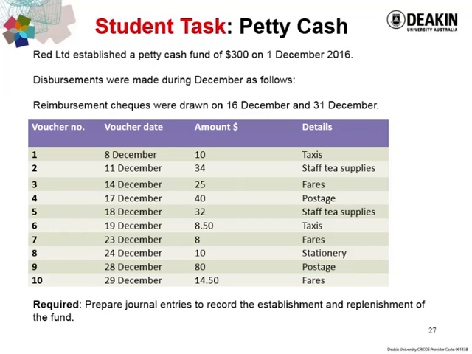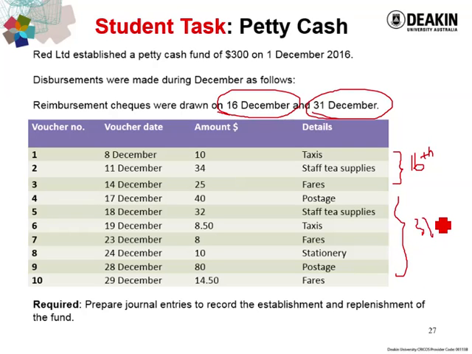Another student task. In this example, the company set up a petty cash fund of $300 on 1st December. The details for the disbursements were presented below. And note that the company reimbursed the checks on 16th December and 31st December. Provide journal entries. Because the company first reimbursed on 16th December, the first three will be recorded on 16th and the remaining will be recorded on 31st.